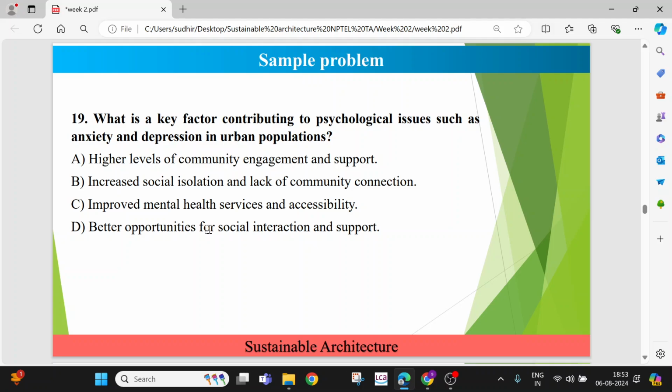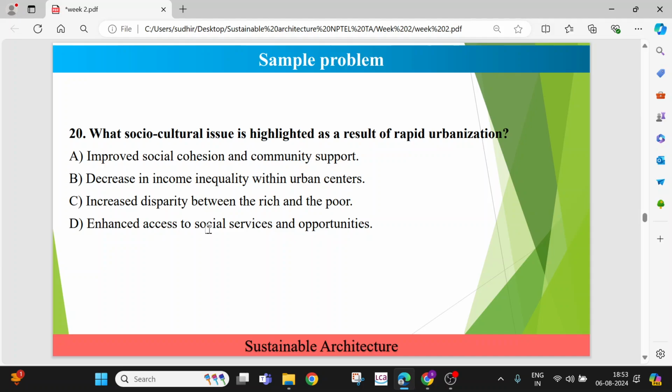No, sir, it's not visible. Anybody who is able to see question number 20, I think it is loading. It's visible now, sir. Okay, thank you. So try to give answers to this question, question number 20.